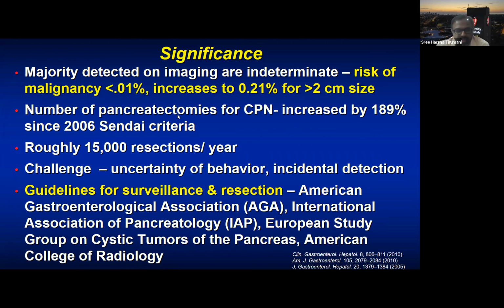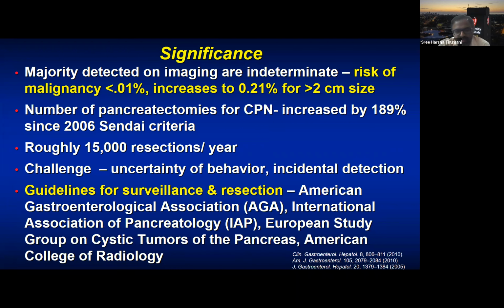Many of these are because of the uncertainty of the behavior and also the increasing detection on the scans which we do for other reasons. Because of that, guidelines have been proposed for both surveillance and resection. And the problem here is there are several associations: the American Gastroenterology Association, the IAP, which is the International Association of Pancreatology, then the European group, and even the American College of Radiology.